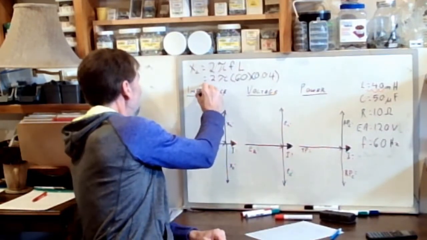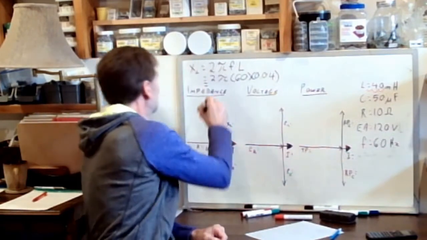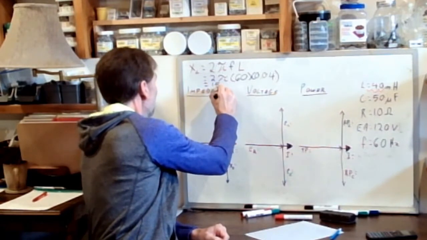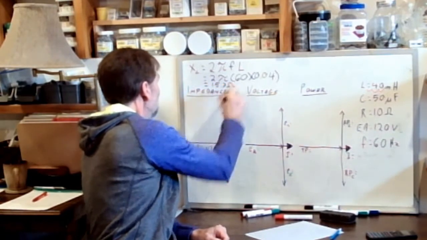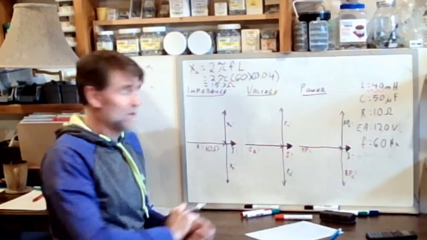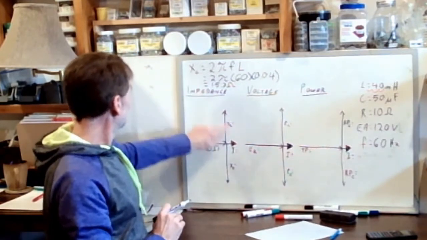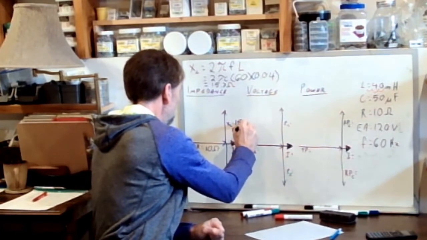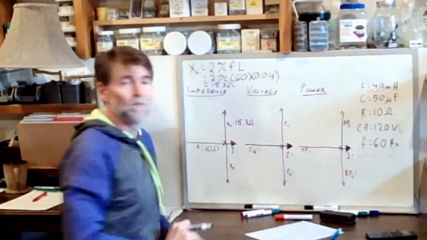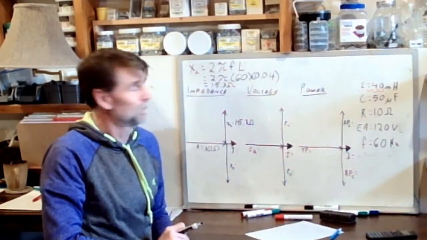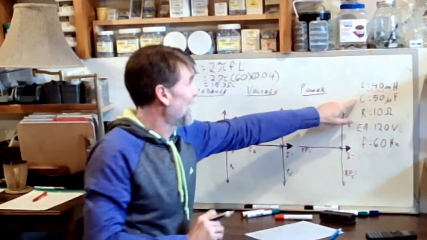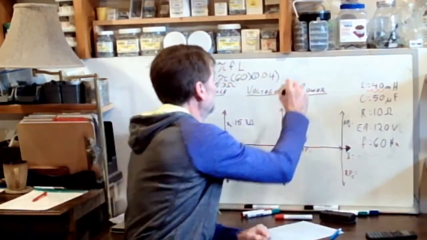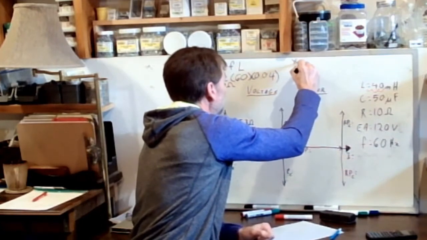That means that XL equals 15.3 ohms. So XL equals 15.3 ohms. There it is right there. Okay? Now we have to do the same for capacitance. We must calculate capacitive reactance.